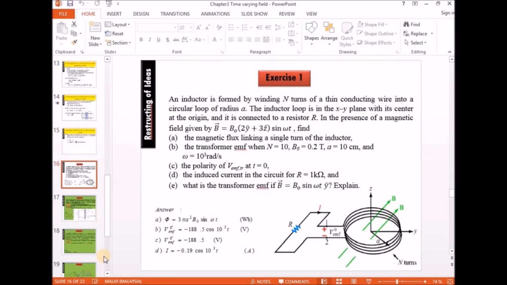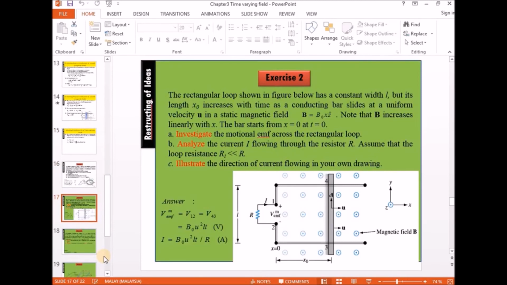Okay, so I want you to refer to this question. Are you ready for this exercise too? Yes. So you have a rectangular loop. Can you see the loop? This one is your loop. Okay, rectangular loop, and it has a constant width L. Look at the labeling. The L will be the length from this point to this point.